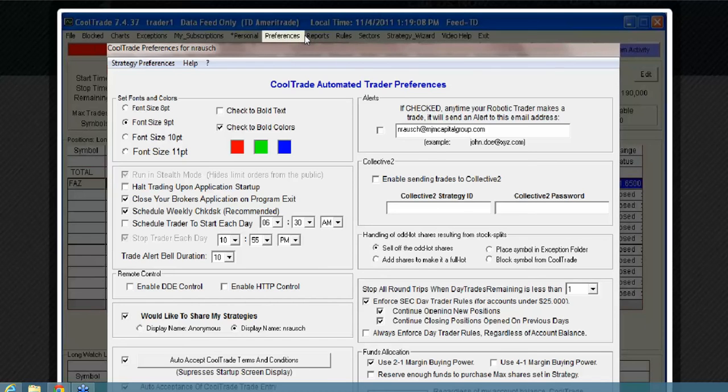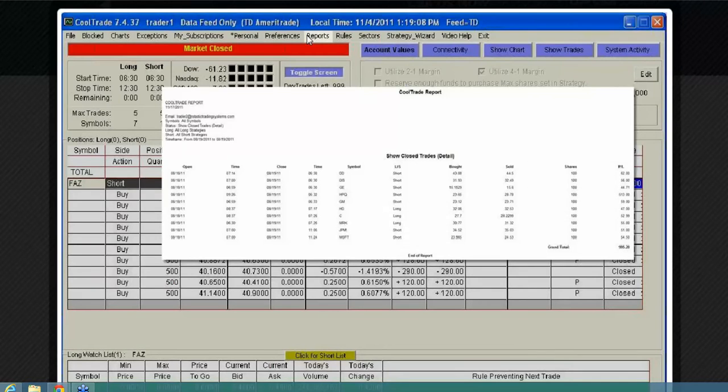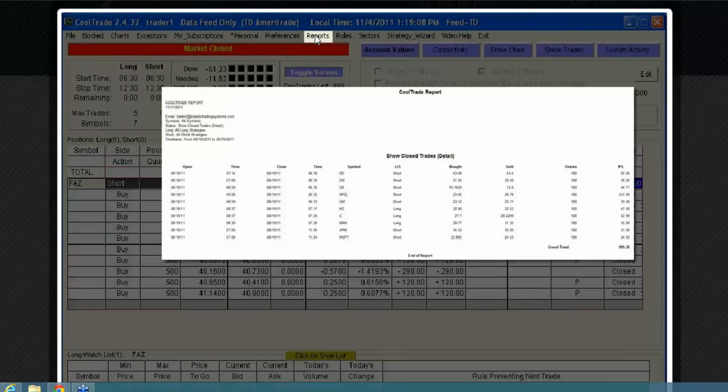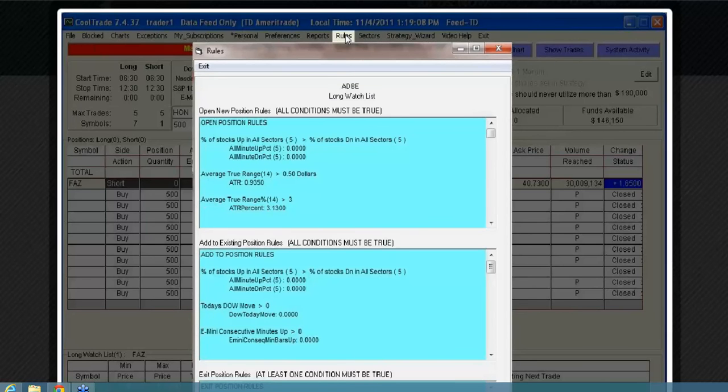Reports is going to show you how many trades you did today. You can follow it for the day, the week, the month, the year, so you'll be able to see all of that. Rules is just kind of a quick reference, which is just to show you the rule of strategy, and the robotic trader is going to tell you what the calculations are minute by minute on each one of the rules in your strategy.